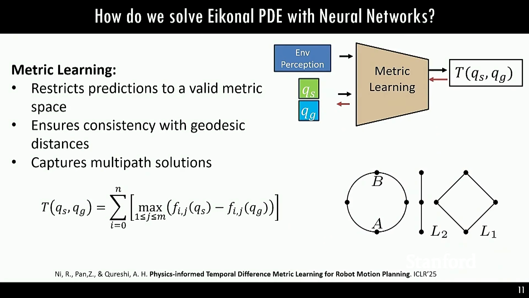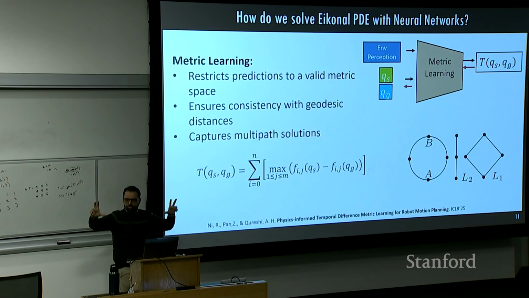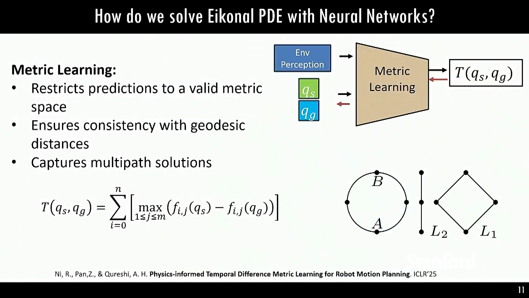So we should use a metric learning that enforces the prediction to a valid metric space so that we respect all the properties of a geodesic distance. So we should ensure consistency with geodesic distances. Like it has symmetry property, it has triangular inequality, like your straight line path between start and goal, and your path through some middle point, the length of that path should be higher than the straight line. Okay, so that's the triangular inequality. So this geodesic distance, the neural network should satisfy that property.